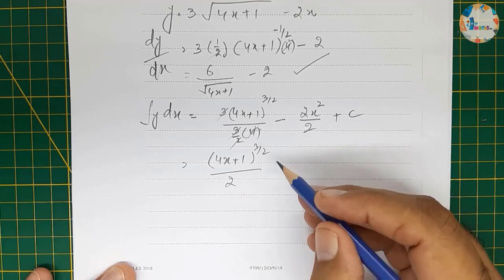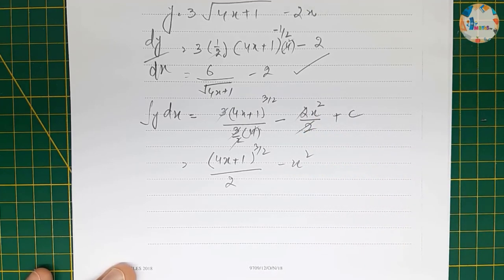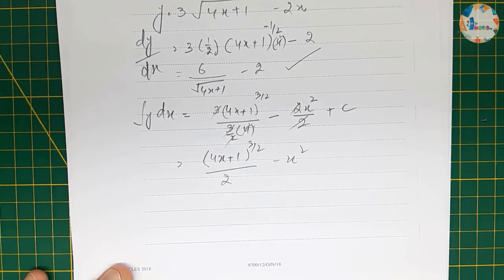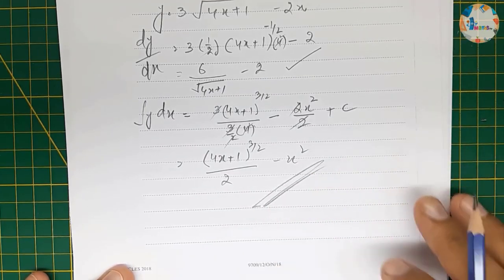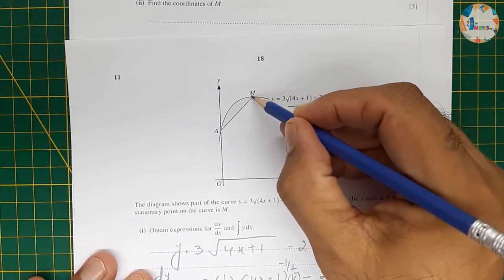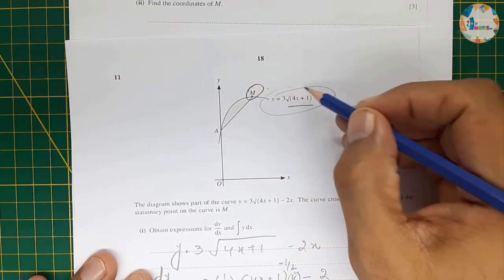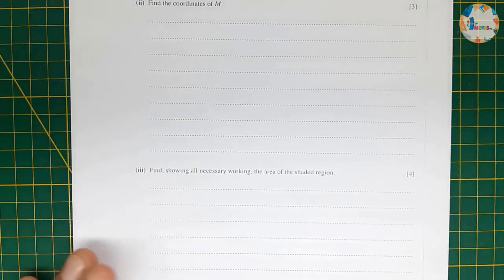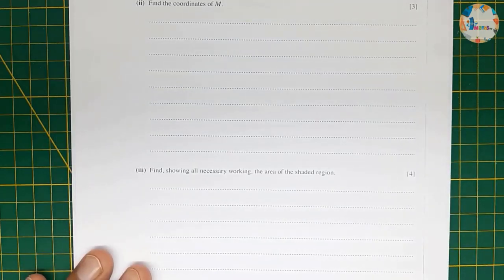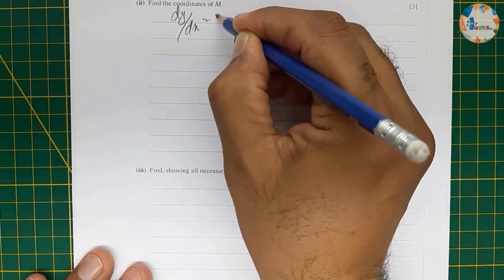So 2 we can write here, and minus x squared, this will be basically the integral which we were supposed to find, so we are done with this integral as well. Now the second part is find the coordinates of M, and this is basically the stationary point. It means the derivative of this equation should be equal to 0, so we will take the derivative and set it equal to 0. So dy over dx should be equal to 0.